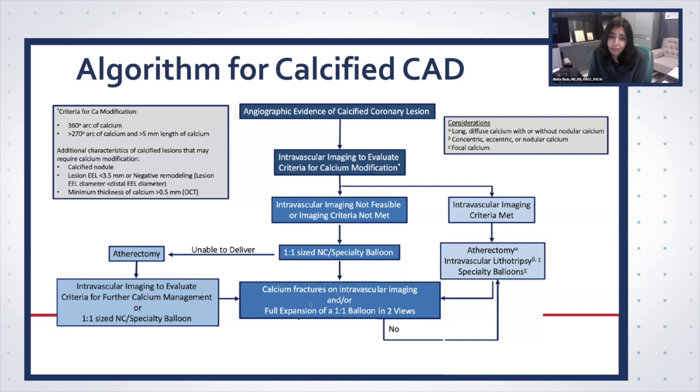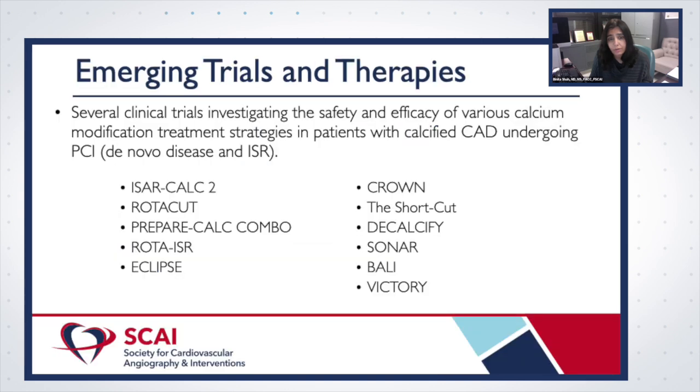If there's fractures, great. If there's no fractures, we want to make sure there's full expansion of a 1-to-1 balloon in 2 views, and then only proceed with PCI. Really highlighting the point that we want to make sure that these lesions are incredibly well prepared before the stent goes in so we don't deal with the stent regret.